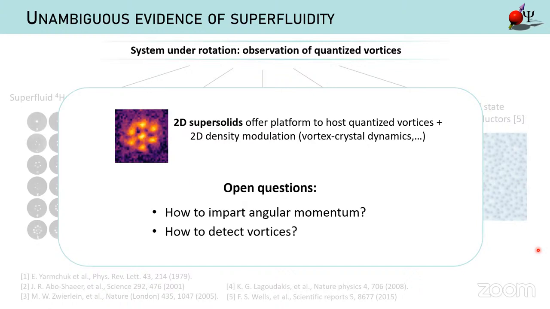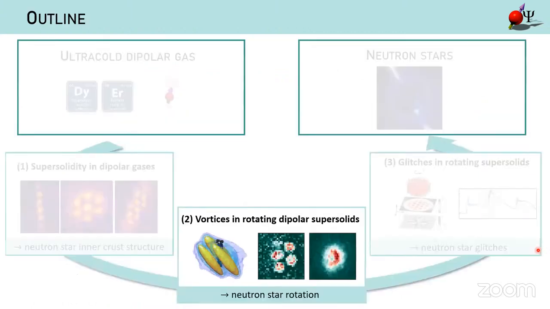So we wanted to study this, and we had some open questions. First of all, how can we impart angular momentum to our 2D supersolid without destroying it? So how can we efficiently rotate our system? And secondly, how can we detect these vortices, these holes? And so with these questions, I go to the second part of the talk.